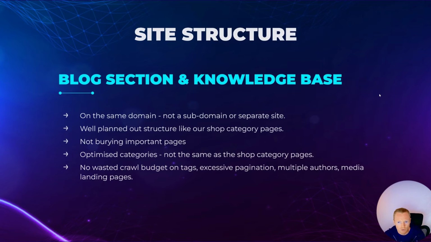In terms of site structure, we need the knowledge base of articles or the blog to be accessible on the same domain. A lot of people will have blog.myecommercesite.com, or they'll have it on a separate site. We want it to be sitting alongside our shop pages, one click away, like we said earlier. The structure also needs to be well planned out, like you do with the topical map, just like we did with our category pages. So we don't want our important pages being buried.